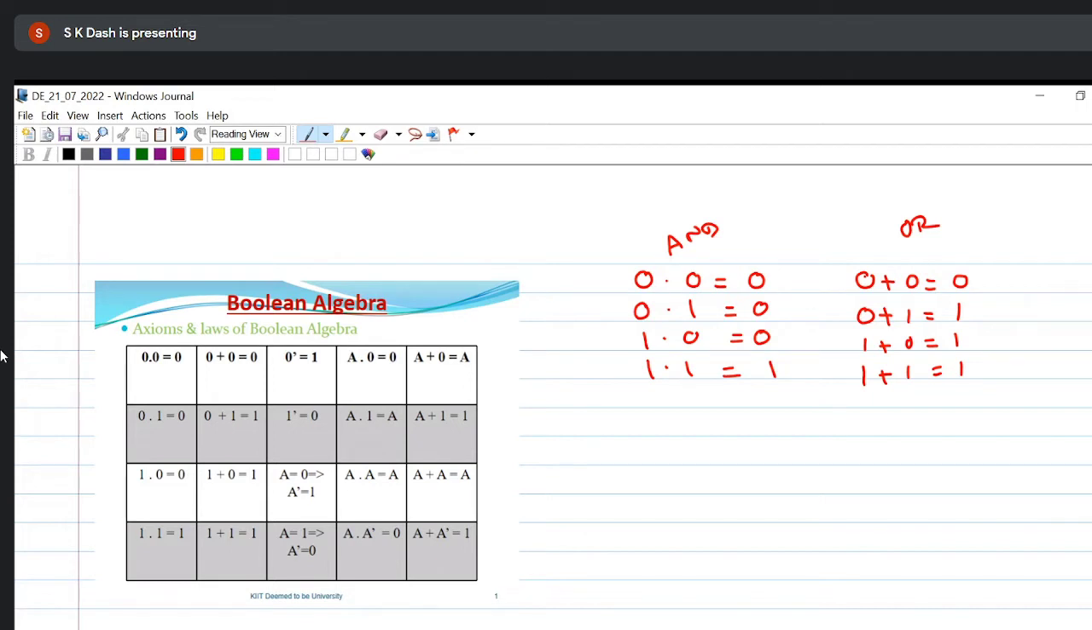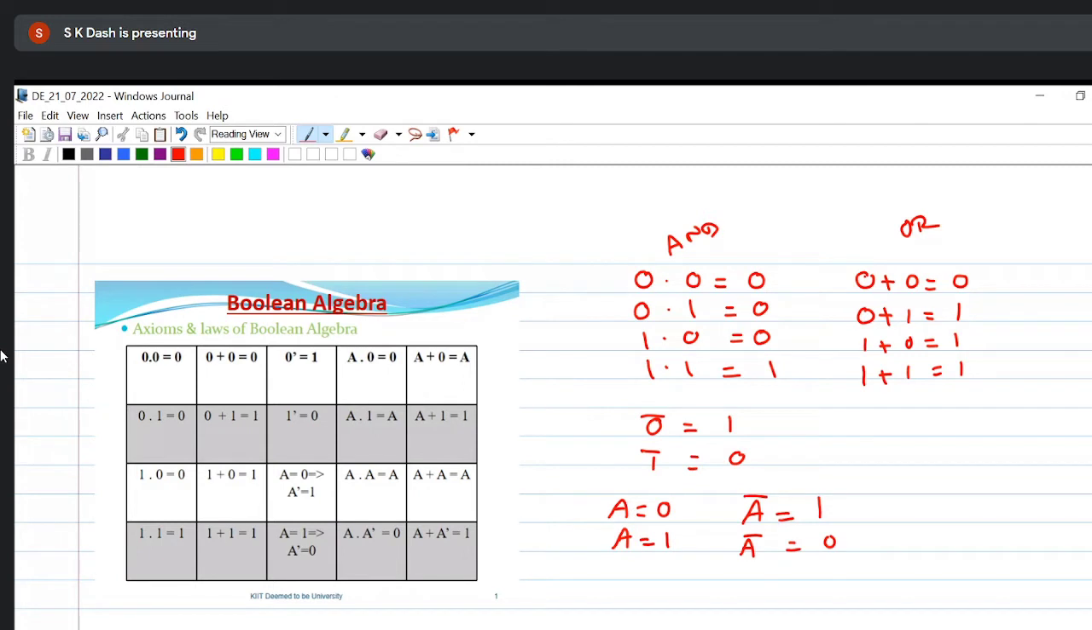These laws are followed. Similarly, if we take the complement of 0, what will we get? One. Zero's complement must be 1. Similarly, 1's complement must be 0. Now suppose I have a variable a which is equal to 0. Then a bar will be equal to 1. If a is 1, its complement will be equal to 0.